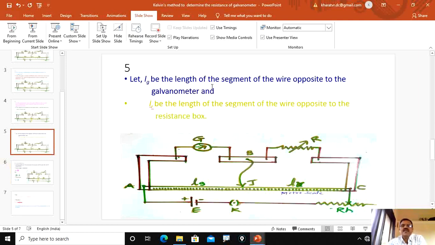Let LG be the length of the segment of the wire opposite to the galvanometer. Here, the length of the wire between this A and this D, which is in front of this galvanometer, is noted as LG. The length of this segment between C and D, opposite to this R, is noted as LR. These two lengths LG and LR are measured.